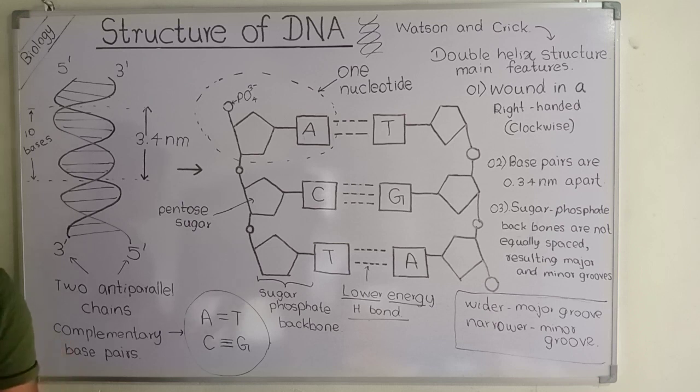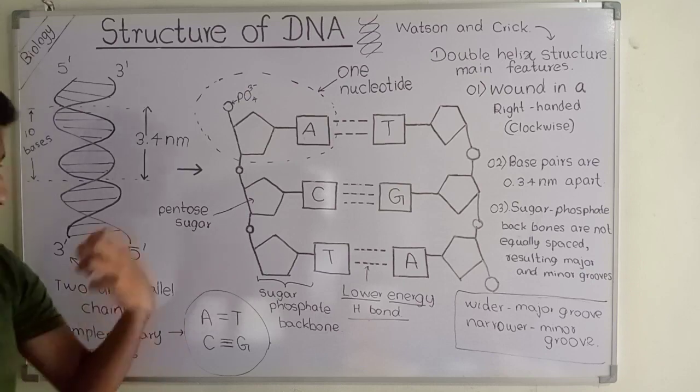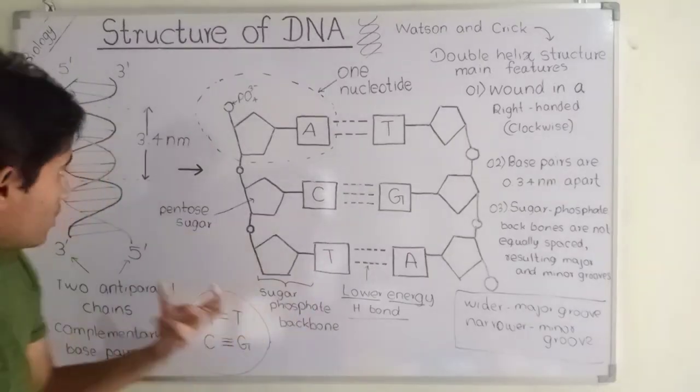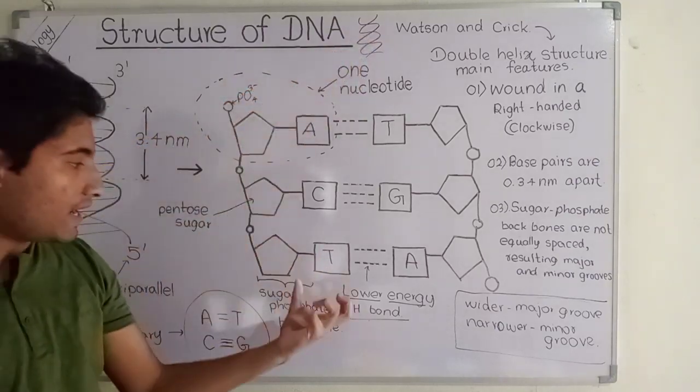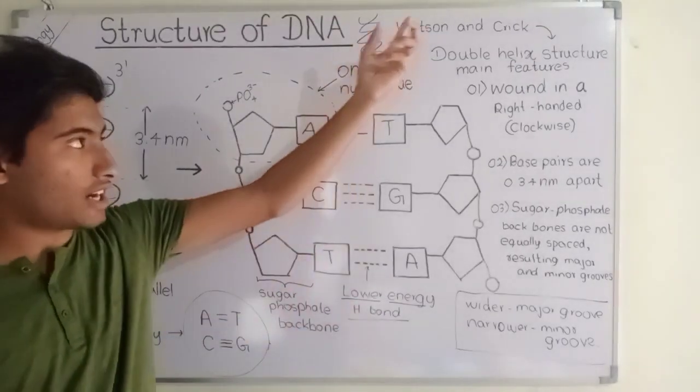Irving Chargaff. Chargaff's rules, 10 bases include 3.4 nanometer. Chargaff's rules were very helpful for observing the double helix structure with Watson and Crick.